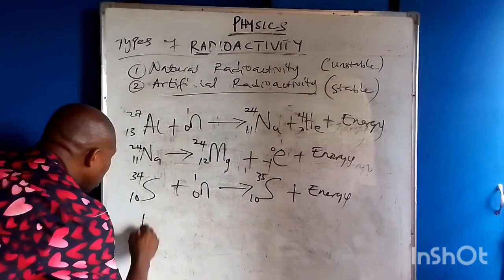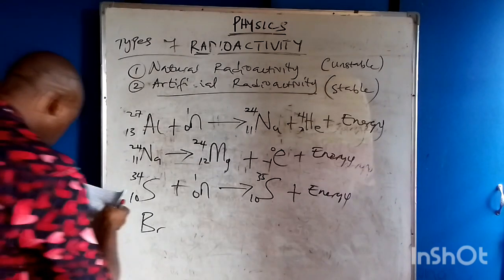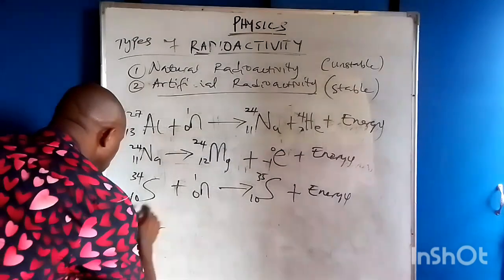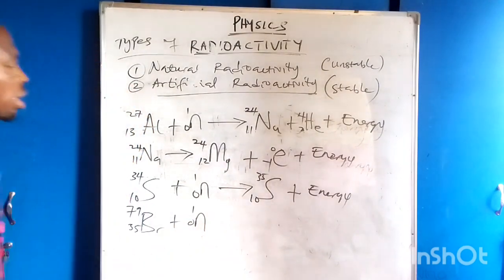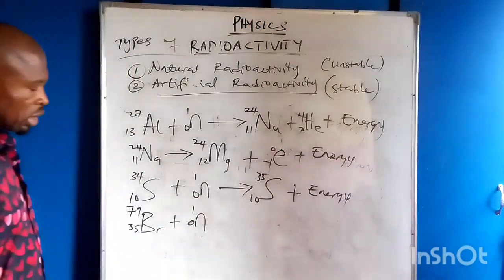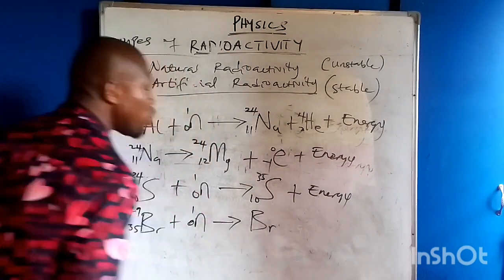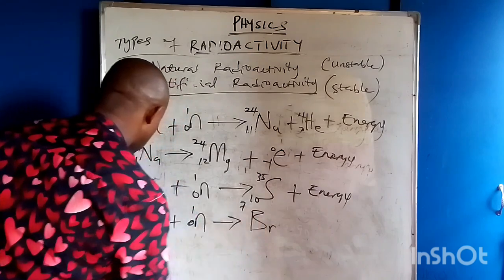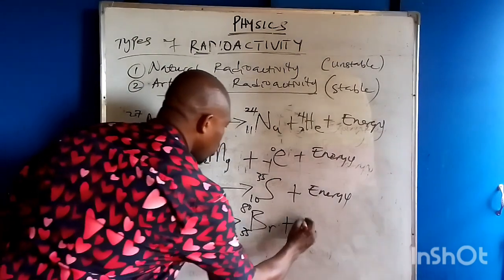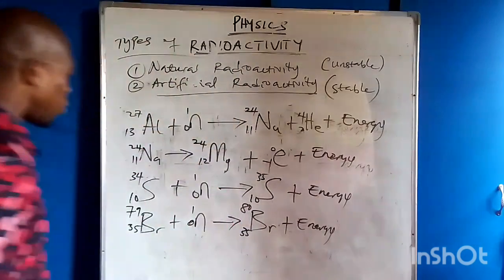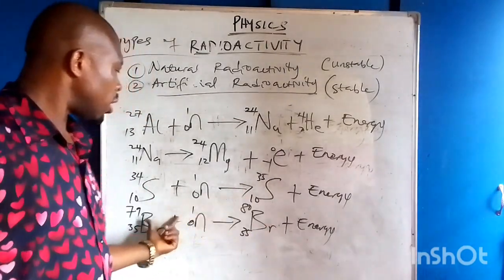Okay, we can also have something like barium. Sorry, we can still have something like this. And if you have this, bromine 79, 35. Now you induce it, you bombard it with neutron, and if you do that, it will still give us the same element, bromine 80, and then here is 35, plus energy. Now, looking at these two equations, bromine and sulfur, they are isotopes.